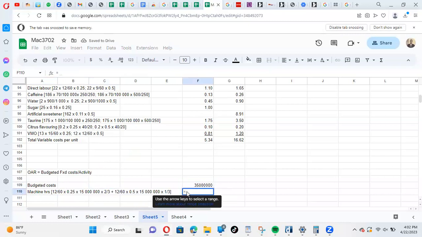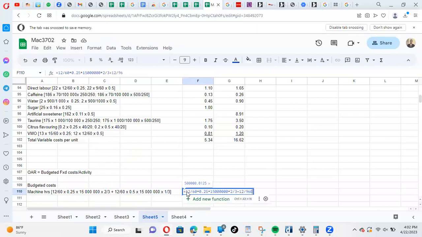All right, so let's see what the calculation gives us here. 12 over 60 times 0.25 times 15 million times 2 divided by 3, plus 12 over 60 times 0.5 times 15 million times 1 divided by 3. So we get 100,000 there. I think I remember this amount.